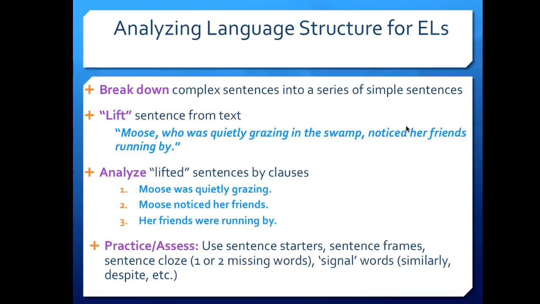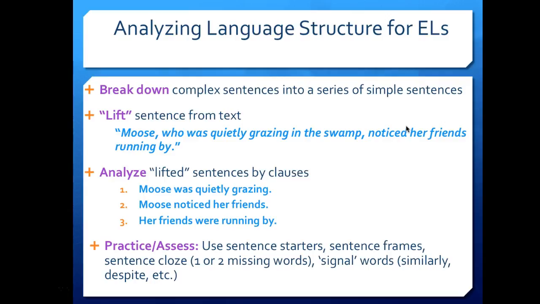But even for me, this was quite good to practice doing. You take a sentence from a text from a book that you're reading with them. So everybody knows the story, so they're familiar with the story. And you take the sentence and you break it down into sentence pieces by clauses. The moose who was quietly grazing in the swamp noticed her friends running by. That's a long sentence. We don't think about that sentence. It's an embedded sentence, no less. It's actually a rather complex sentence.